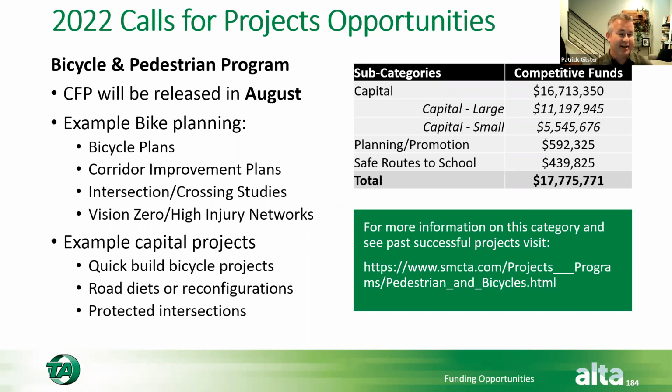Some projects that can be funded on the planning side of this, or the planning promotions category, are any contributions to bicycle plans, corridor improvement plans, intersection and crossing studies. So some of those things like Joe was talking about of where those bicycle boulevard crossings are and how to plan for and identify what's good for those. You could do a whole study and design of those themselves before you go to the next level for actual construction funds. Any type of vision zero analysis or high injury network is also able to be used for that as well. And then example of capital projects, quick build, bicycle project, road diet or reconfigurations, protected intersections.